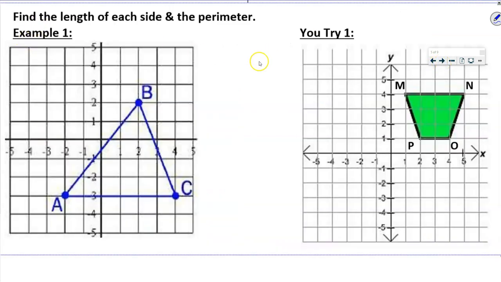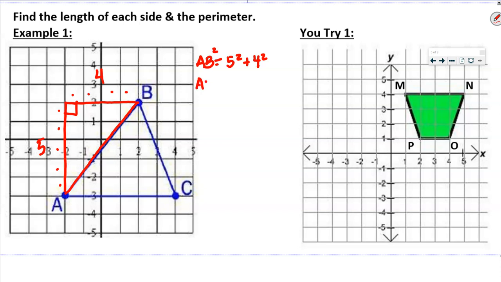So this first one says find the length of each side and perimeter. So we're going to find the length of side AB. So to do that, I'm going to draw a right triangle right here. Y'all see that? So there's my right triangle, and there's AB. So we're going to find the length of these sides. So we're going to count 1, 2, 3, 4, 5 over here, and we're going to count 1, 2, 3, 4 up here, okay? So to find AB, we're going to do 5 squared plus 4 squared, and that's going to be equal AB squared, right?